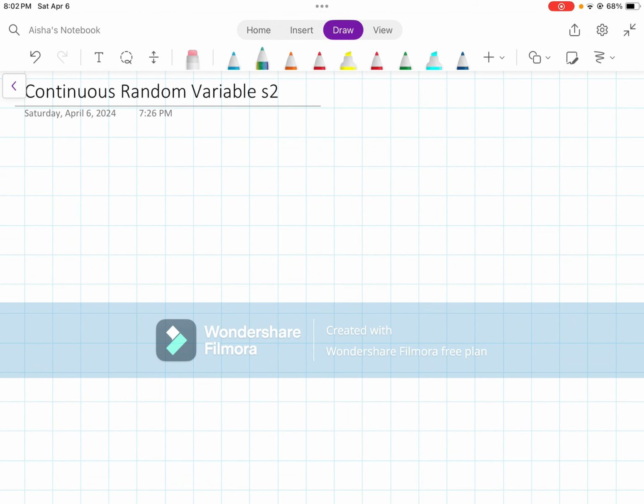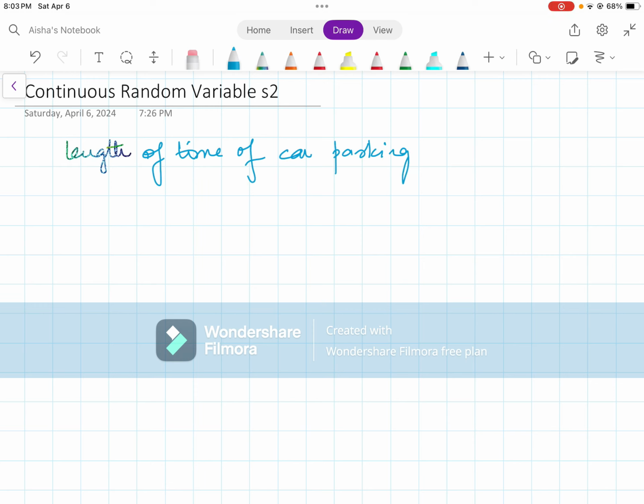Okay, and let's start with the concept of it. Continuous random variable basically means it's a continuous function. For a continuous function, we can make a sketch. For example, length of time of car parking.